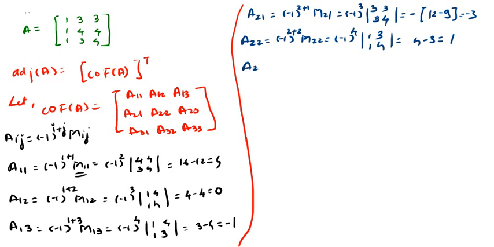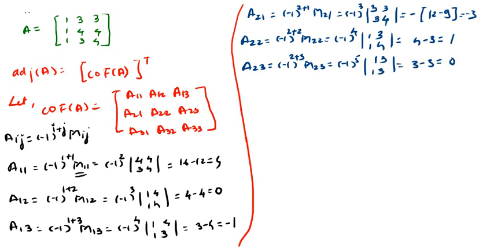So this will be A23, this will be -1 raised to 2 plus 3 M23. So this will be -1 raised to 5 into determinant, and this will be the minor of the element A23, means of this element. So hide this row, this column, 1, 3, 1, 3. Okay, so this will be 1, 3, 1, 3, which is 3 minus 3, which is 0.